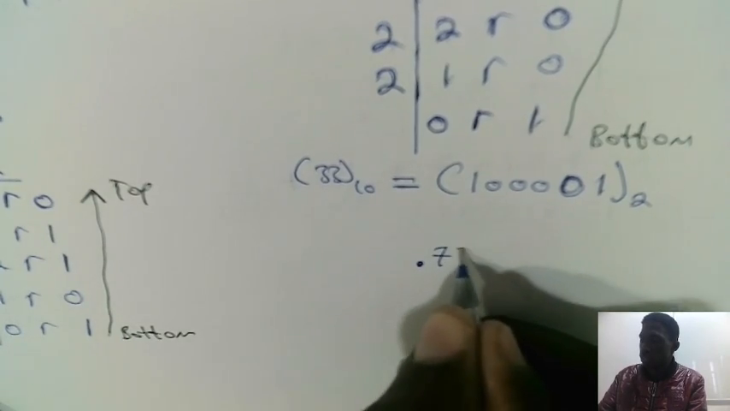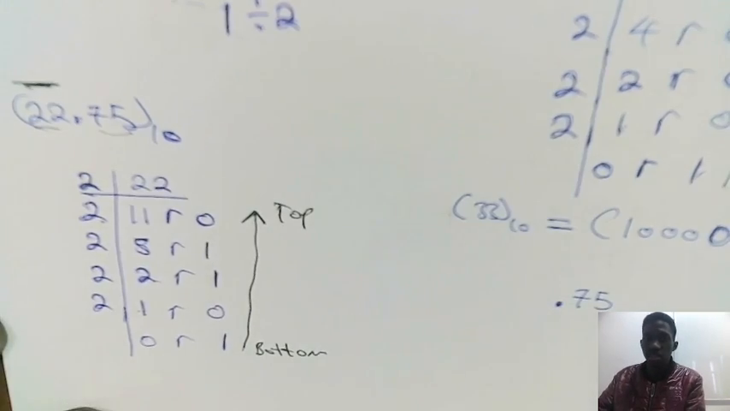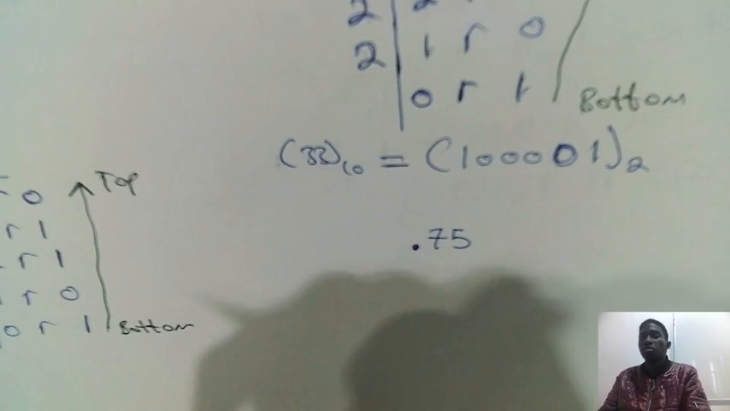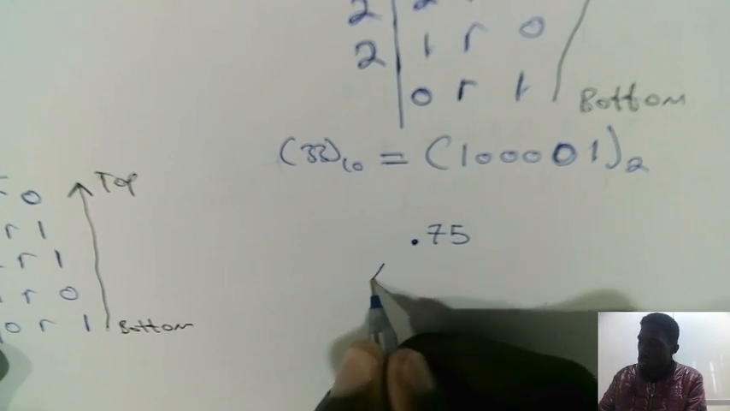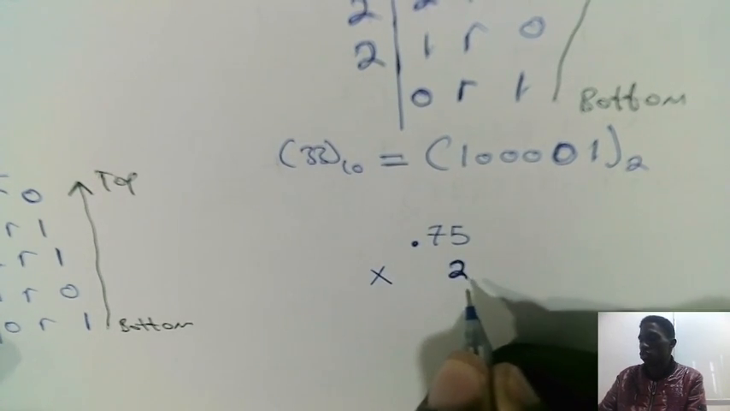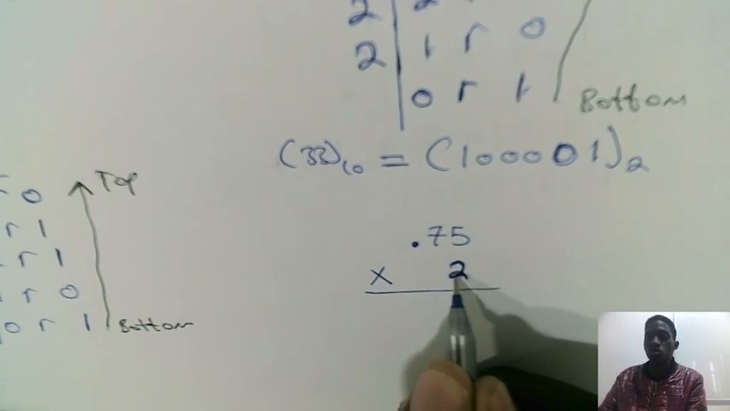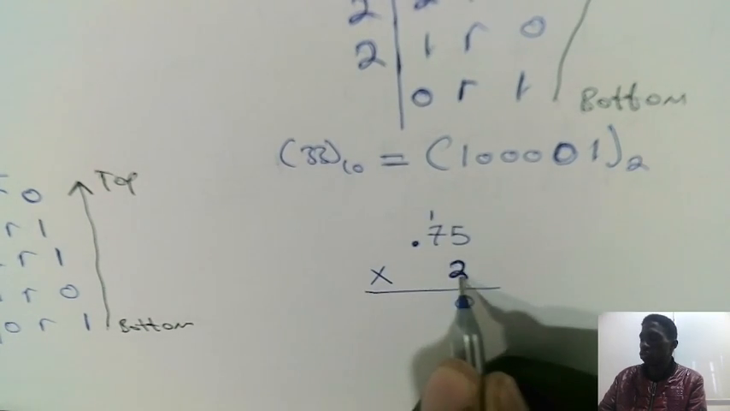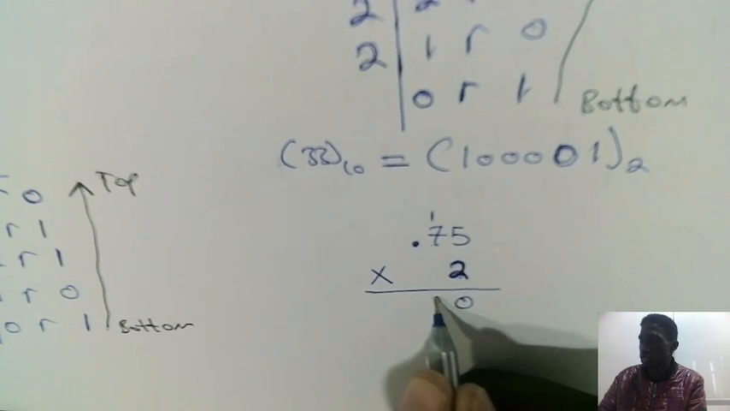Write 0.75, that is the decimal part. You write it here, 0.75. And then you're going to start multiplying by 2. Take note of that, multiply by 2. The base, multiply by 2 in this case. So when we multiply 0.75 by 2, what do we get? 2 times 5 is 10, right? Carry 1. 2 times 7 is 14, plus 1 gives us 15.